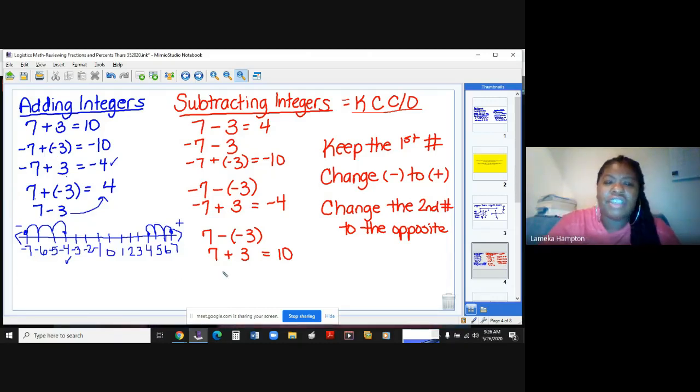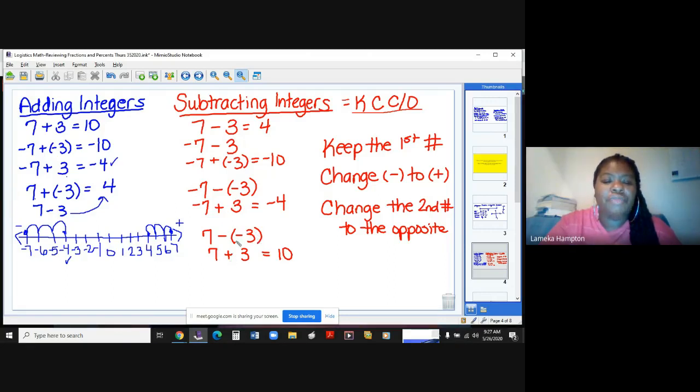All right. And so last but certainly not the least, I have 7 minus -3. So I'm going to say that again. 7 minus -3. And there's a reason why I'm repeating those numbers and the way that I'm repeating them, and I'll explain that at the end of this. So again, I'm going to keep the first number the same. So 7 stays the same. I'm going to change my subtraction to addition.